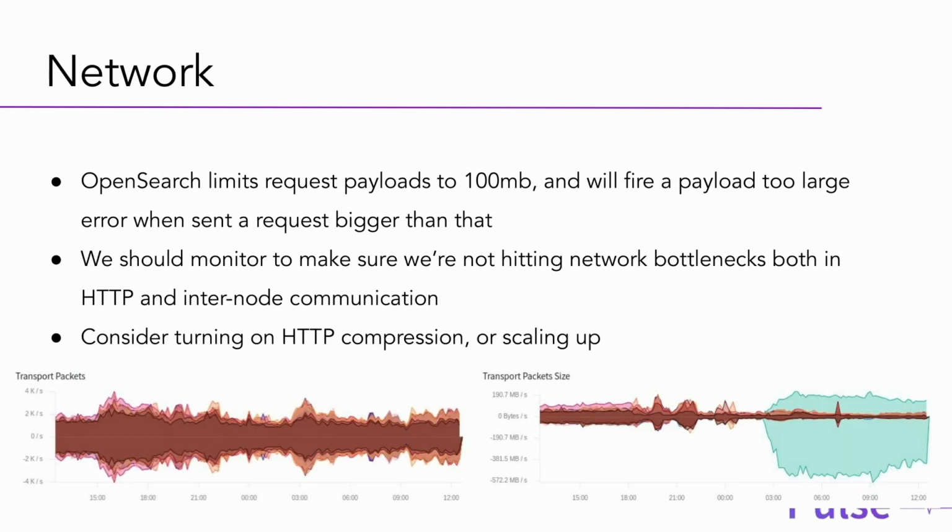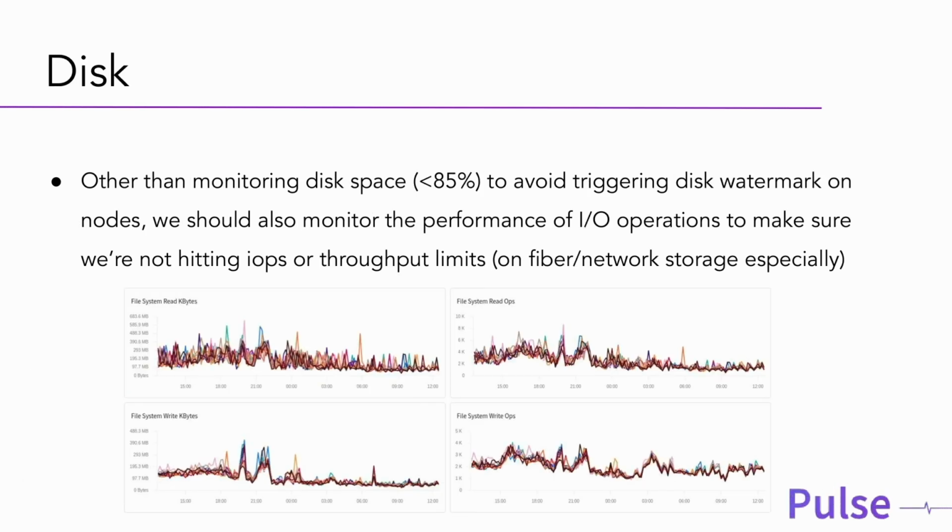In terms of network, you can see that we do graph it like this. You'll have a limit of 100 megabytes of request payloads, and you'll get payload too large when you exceed that, and it should be monitored. HTTP compression can definitely help with that, and that's essentially how you monitor that.